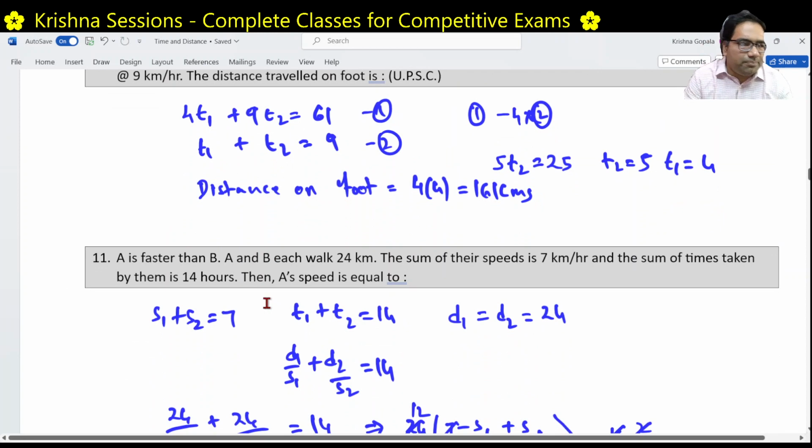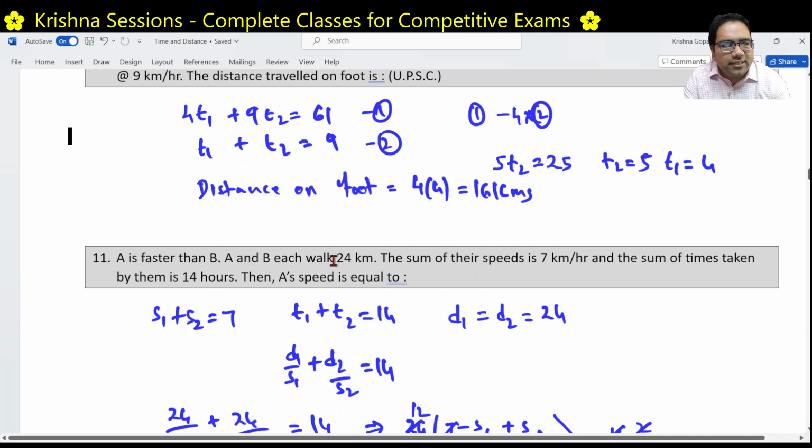A is faster than B. A and B each walk 24 kilometers. The sum of their speeds is 7 kilometers per hour, and the sum of times taken by them is 14 hours. Very good. A and B each walk 24 kilometers.